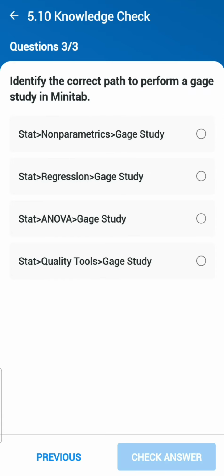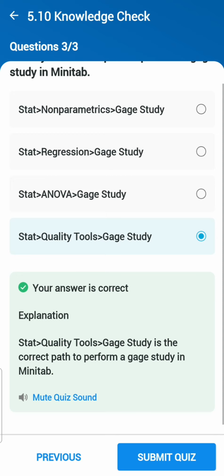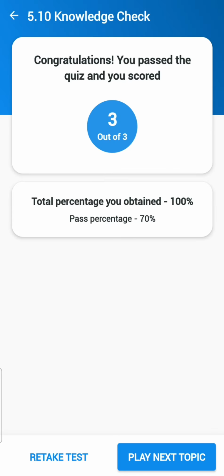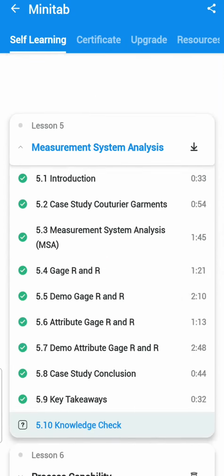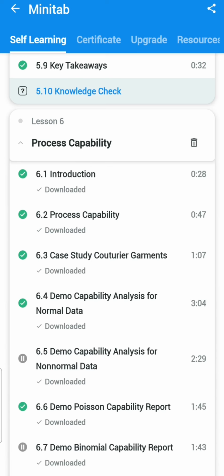And this is an easy question. Identify the correct path to perform the gauge study in Minitab. You have to go to Stat, then Quality Tools, and it is there in Gauge Study. We completed the fifth one. Let's go to the sixth one.